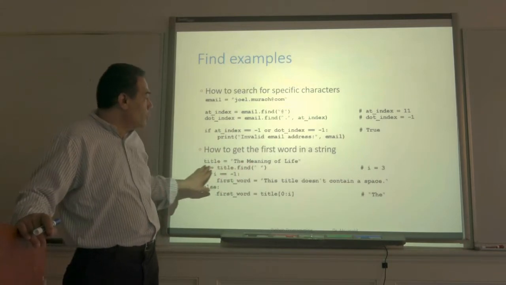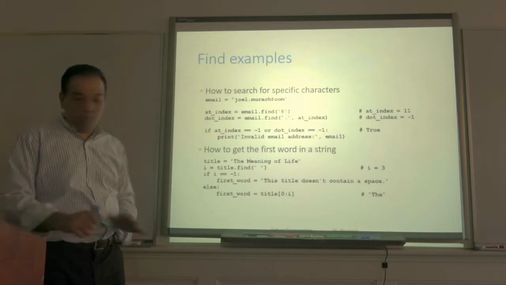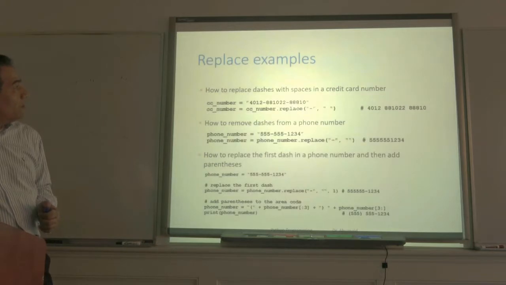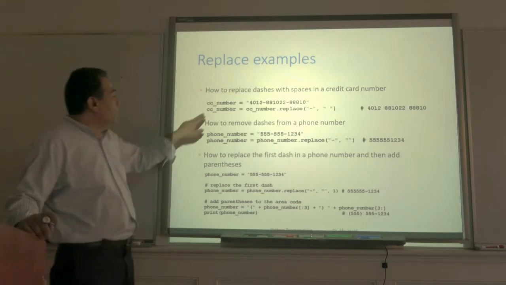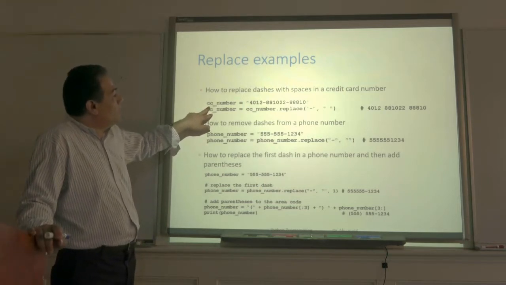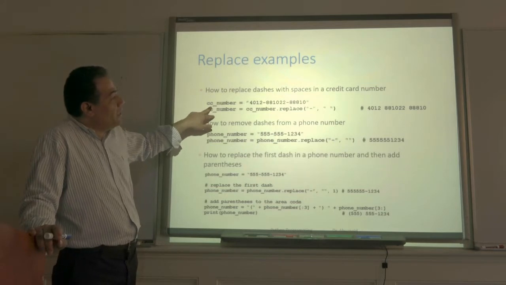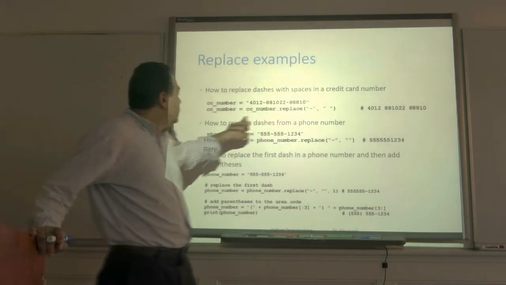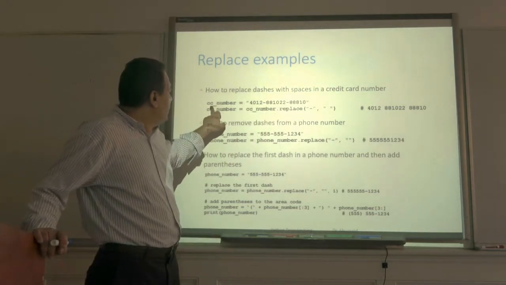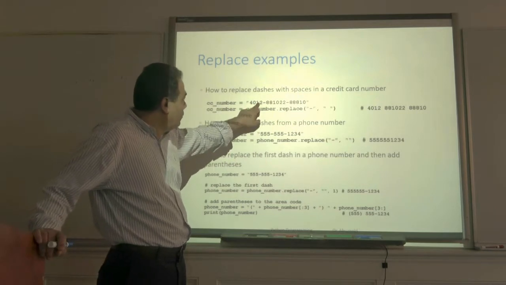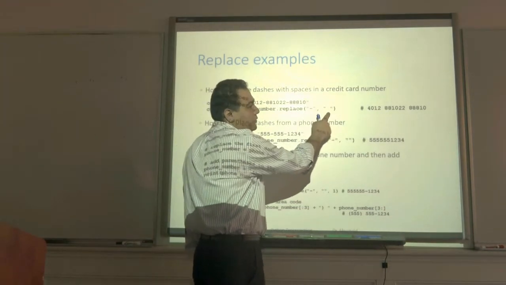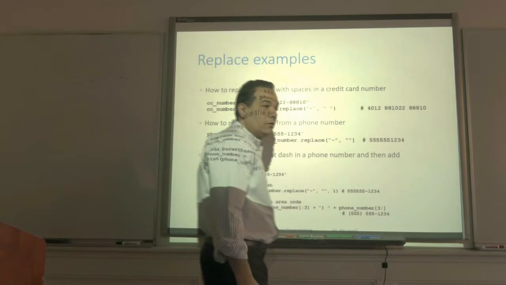How to get the first word in the string? I already showed you find. So for replace, let's take one example in here. For example, this number. How to replace dashes with spaces in a credit card, right? You see in here the dashes. So what you do is take the credit card number, which is this value, dot replace. You replace every dash with a space. It will give you that, right?